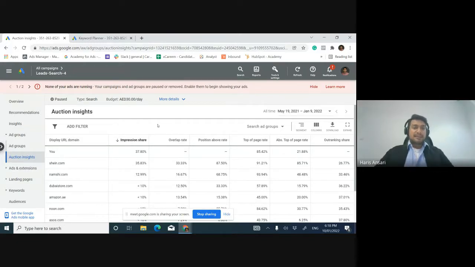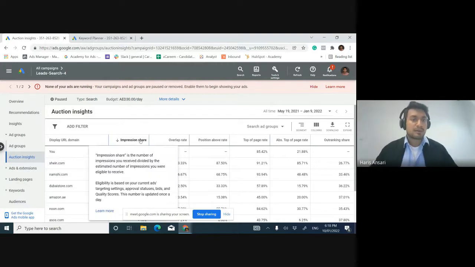So some of the key metrics, I'll quickly go over them in order for you to understand what the auction insights actually are. Whenever you are looking at the Google Ads platform, remember, in order to know more about a metric, just hover over it and you'll get the definition of the metric.